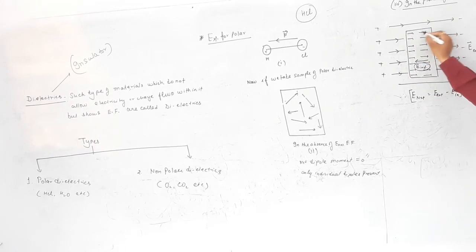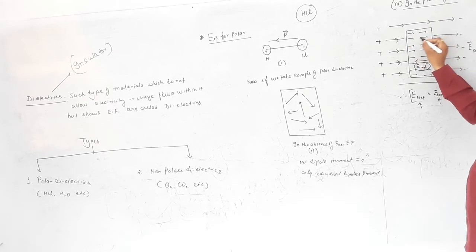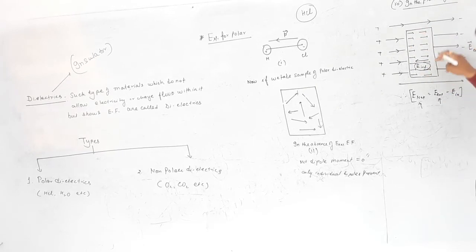This is the direction of the dipole. This is the direction of the induced electric field. So the net electric field will be the external electric field minus the induced electric field. Now look here. You can understand here if this was a dielectric, now you can see there is no motion of charge or motion of electricity in this particular sample, but an electric field is present.